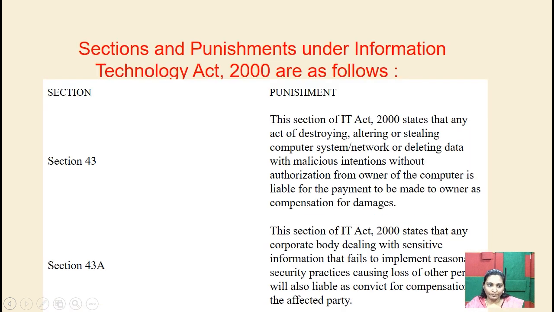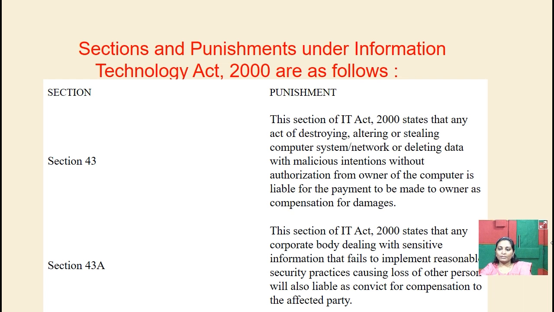Next, section 43A. This section of the IT Act 2000 states that any corporate body dealing with sensitive information that fails to implement reasonable security practices, causing loss to another person, will also be liable as a convict for compensation to the affected party.